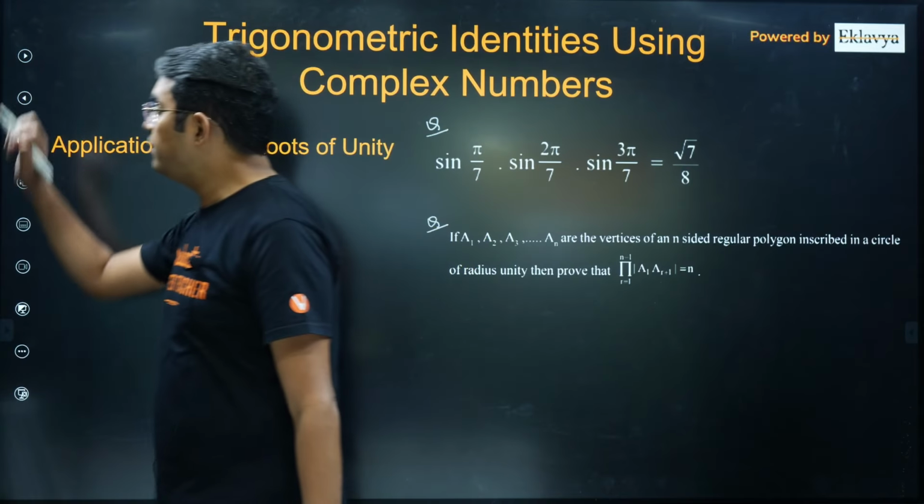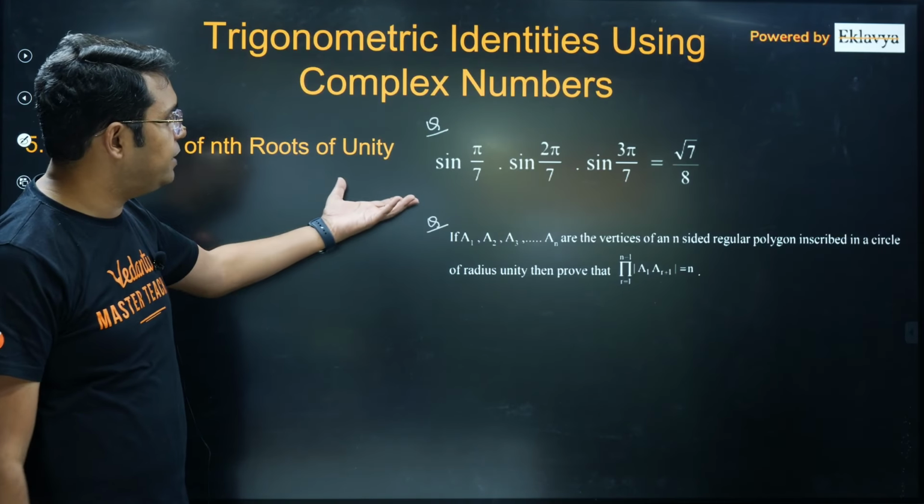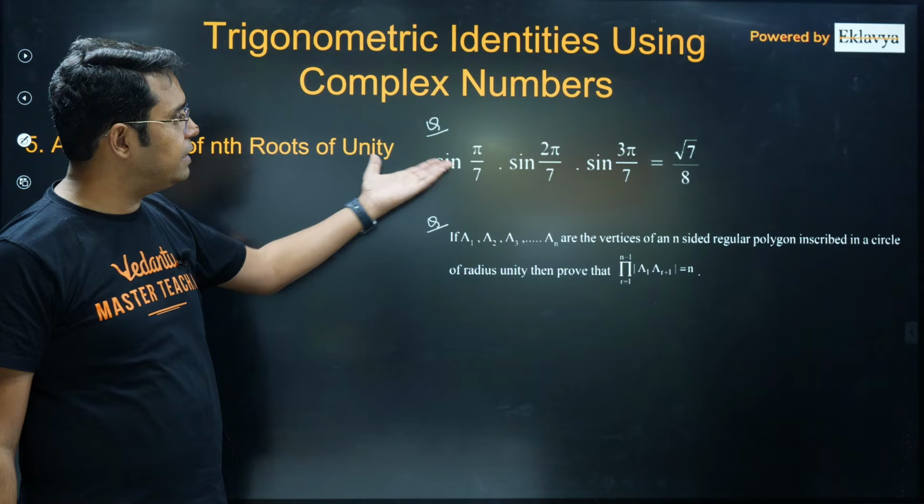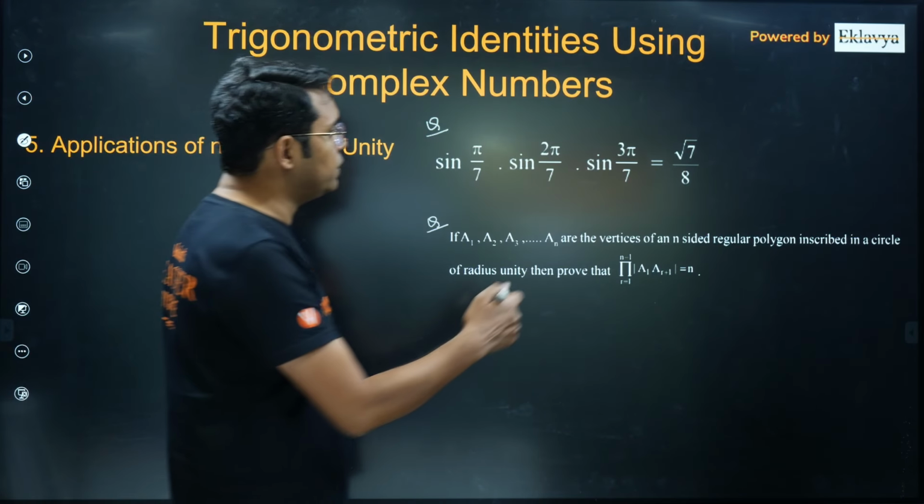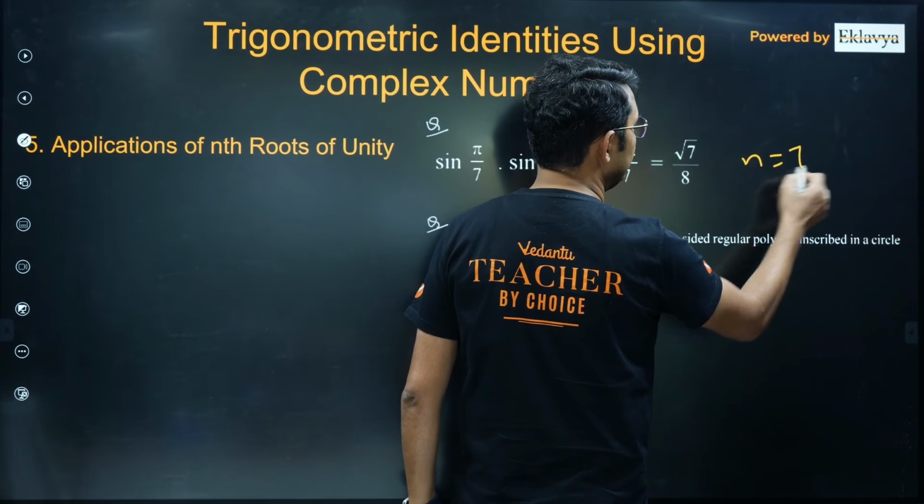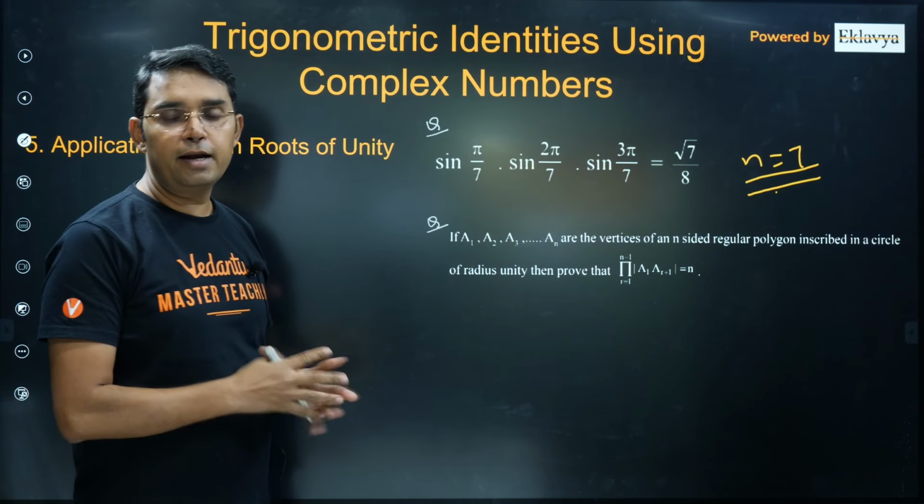In fact, there is one more question I have taken. I think you will feel this is direct. Sin pi by 7, 2 pi by 7, 3 pi by 7. Just take n equal to 7 there, and then take the square root. You will get this directly.